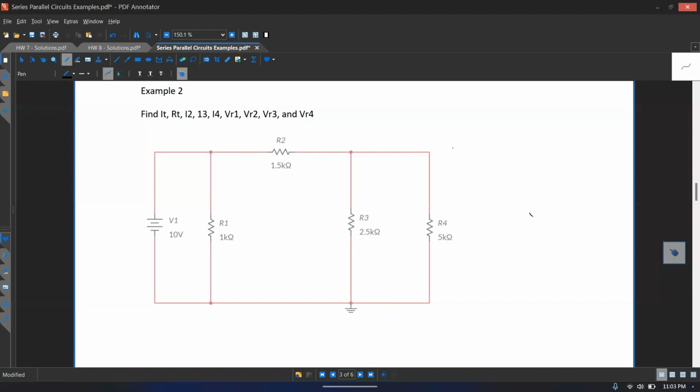All right, so R3 parallel R4 equals, all right, put it into the calculator.